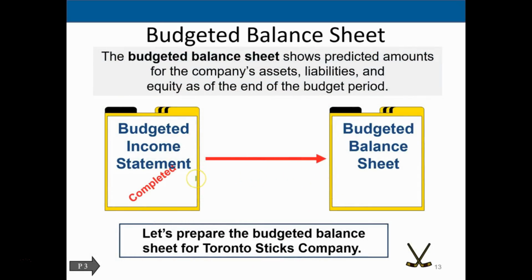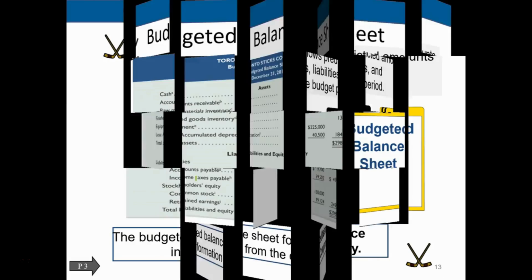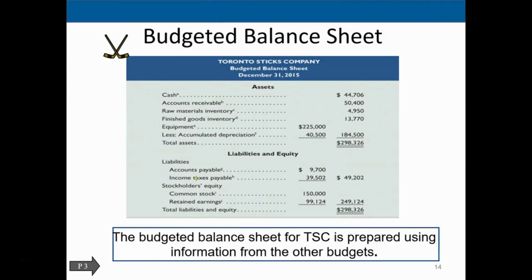Then of course we can create our budgeted balance sheet. So now we've done the income statement, we've got our cash budget, we can do the balance sheet. Once again, we have all the calculations that we need in order to do that. Assets equal liabilities plus owner's equity. The cash comes from our cash budget, obviously. Accounts receivable, 50,004. Raw materials, finished goods, and equipment, and so on. And then we got our accounts payable here, our income taxes payable, our common stock, and retained earnings. And of course, our assets equal our liabilities plus our owner's equity.